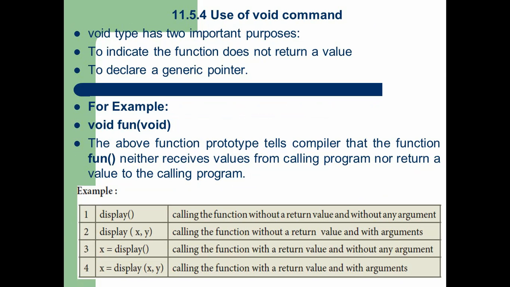Next, use of void in a function. Void is a data type that has two important purposes. Number one, to indicate that the function does not return a value.